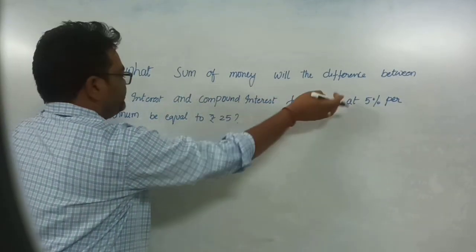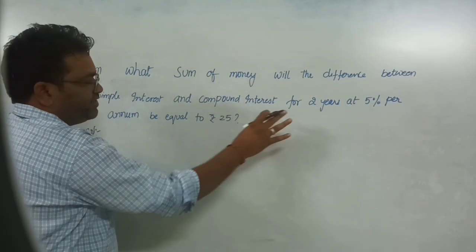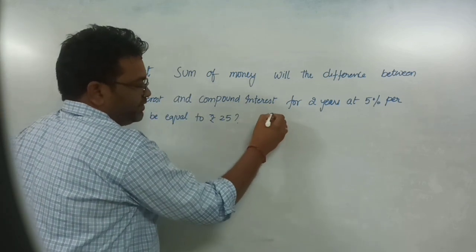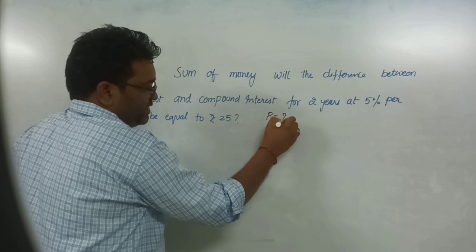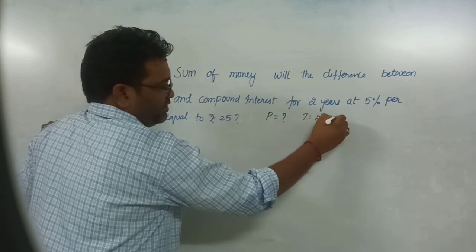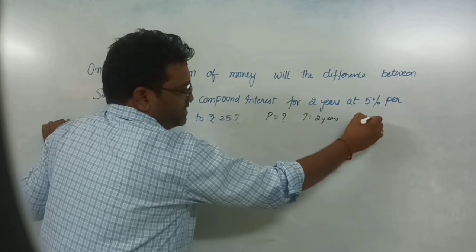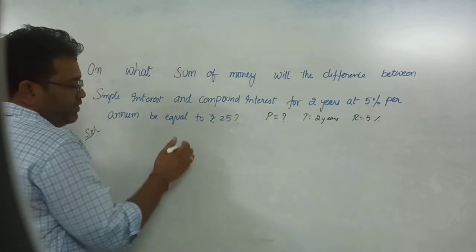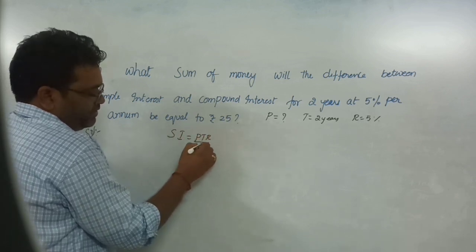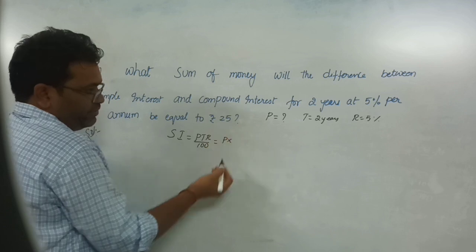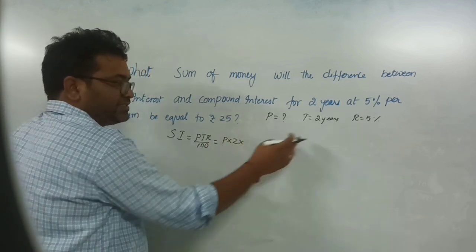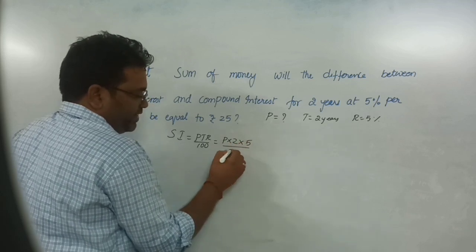A sum of money with the difference between simple interest and compound interest for 2 years at 5% per annum is equal to 25 rupees. Here the principal amount is not given, we have to find it, and the time period is given as 2 years, and the rate of interest is 5%. So the simple interest formula is PTR by 100. P we don't know, T is given as 2 years, R is given as 5% divided by 100.